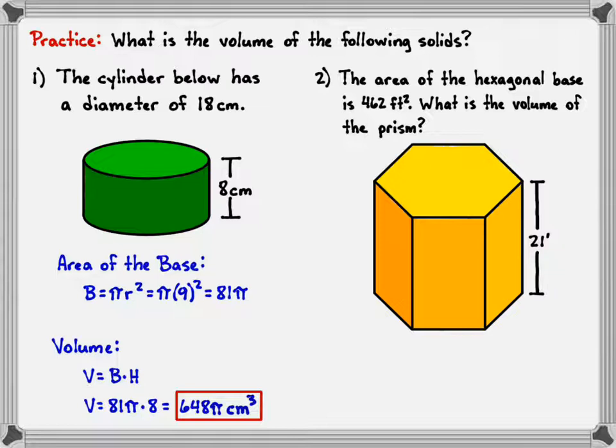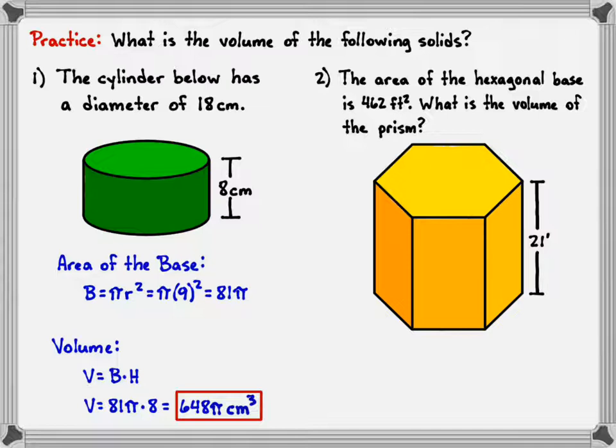For number 2, oh boy, that one looks ugly. That's a hexagonal prism. The base shape is a hexagon. Again, it's standing up, so that's kind of nice. But how do we find the volume of a hexagonal prism? Well, it's exactly the same way as any other prism. You multiply the area of the base times the height.